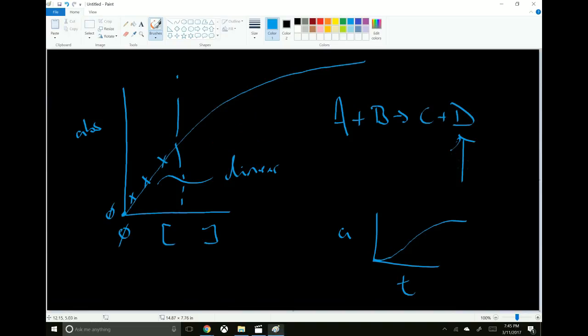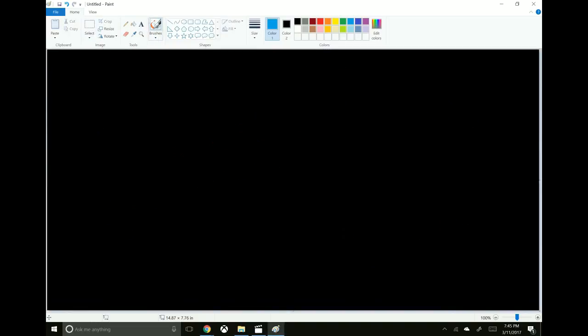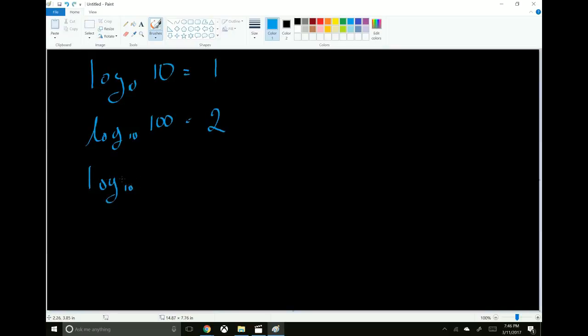Okay. So logarithms are a sort of the inverse of the exponent. So log base 10 of 10 equals 1. Log base 10 of 100 equals 2. Log base 10 of 1,000 equals 3. That is to say 10 to the first, 10 to the second, 10 to the third. Right? So what logarithms tell you are the exponents.